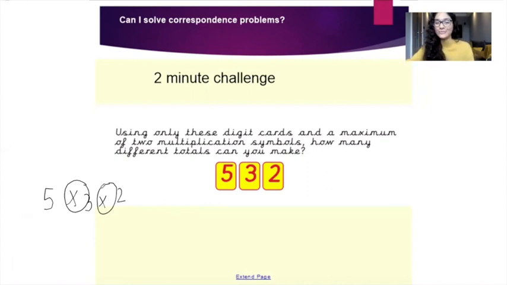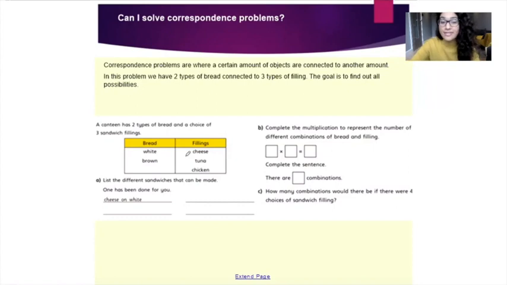Correspondence problems are where a certain amount of objects are connected to another amount. In this problem, we have 2 types of bread connected to 3 types of filling. The goal is to find out all possibilities. We will do this example together.